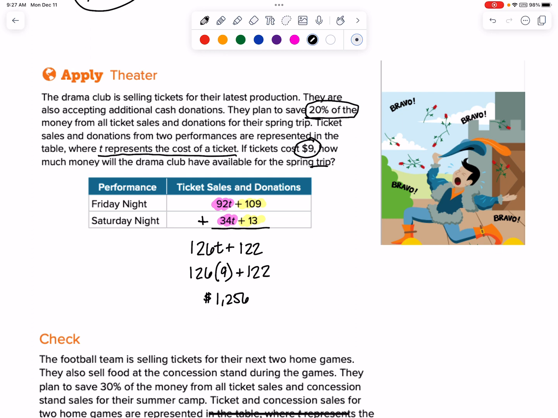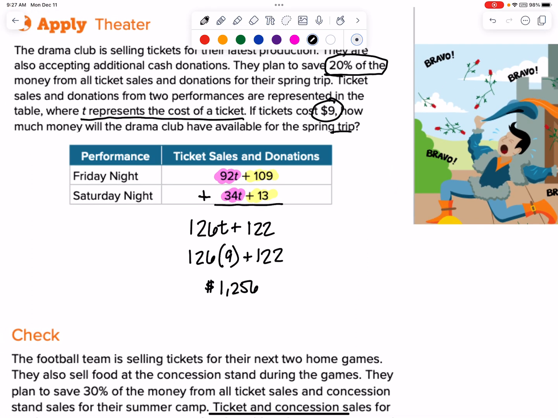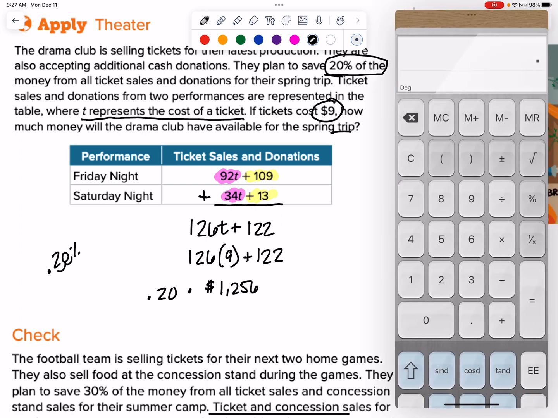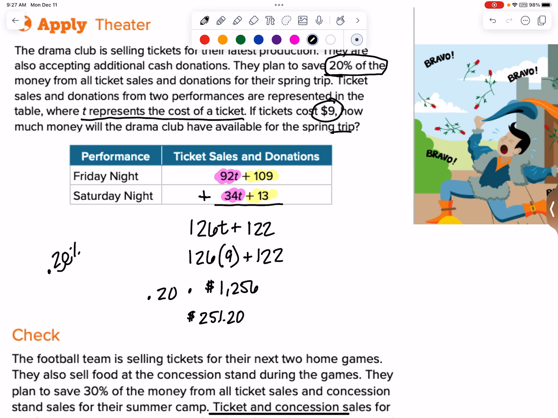Now they're talking about saving 20% of the money of all ticket sales and donations. So we need to take 20% of that. Remember, of means multiply. So 20%, remember, if we swoop, we have to use decimal form. So 0.20 times that, and that'll tell us what 20% is. So let's do 0.20 times 1256. And 20% of that is $251, and it's not just a 2, it's money, 20 cents. Okay, so how much money will they have available for the spring trip?